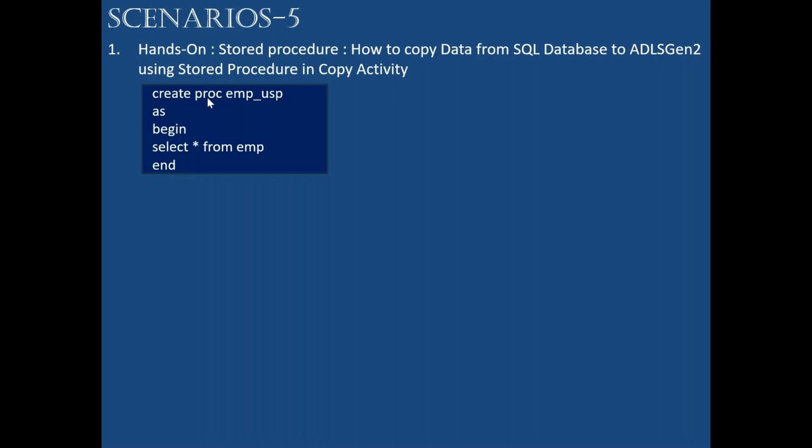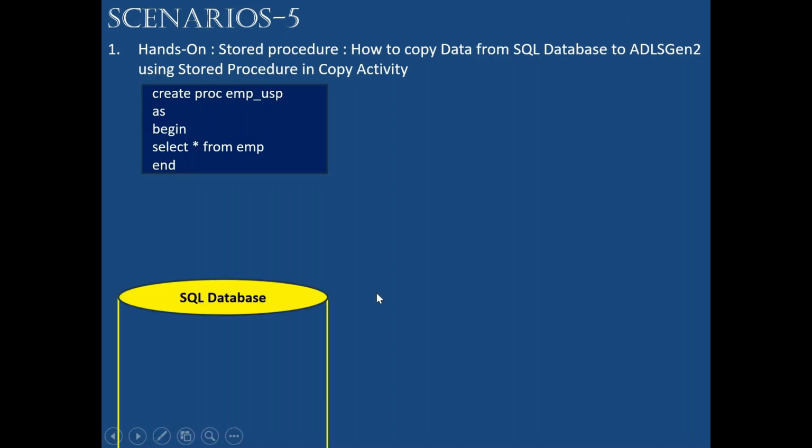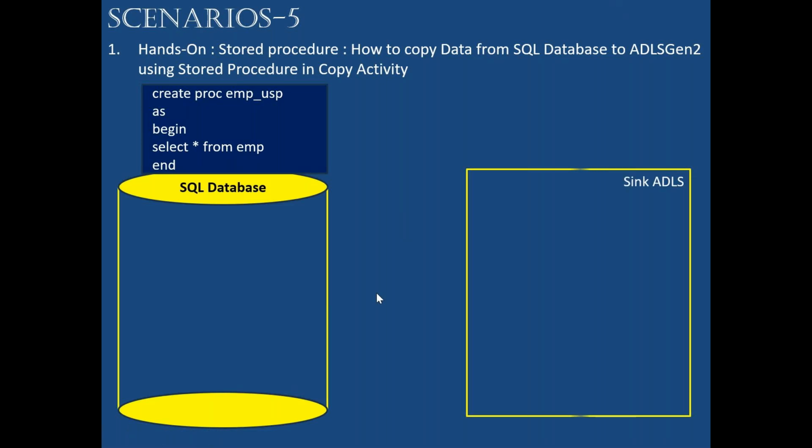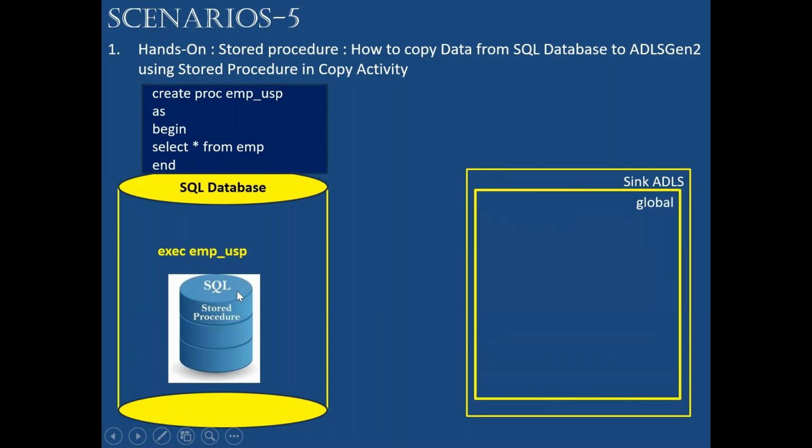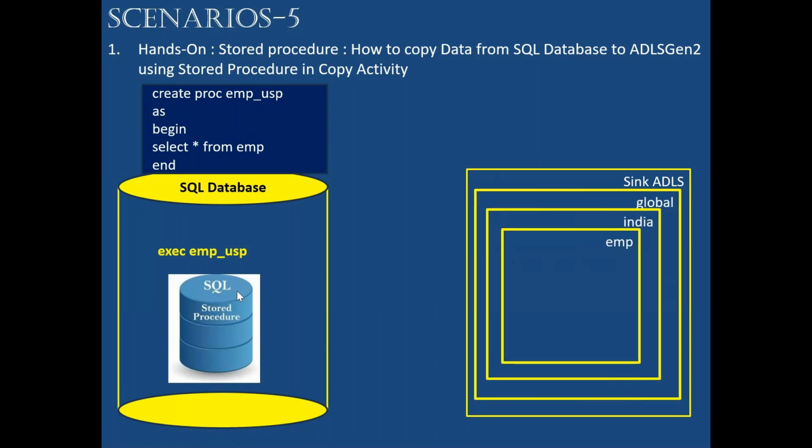Everybody understood? Create proc, EMP underscore USP is the name of the stored procedure. You can give anything. Now you can see this is the database. From the database, I'll execute the stored procedure whatever I created, EXEC emp underscore usp. When you execute this, I'll be getting the results. Whatever result I get, I'll be loading into the emp subfolder as employees.csv. Clear, team?